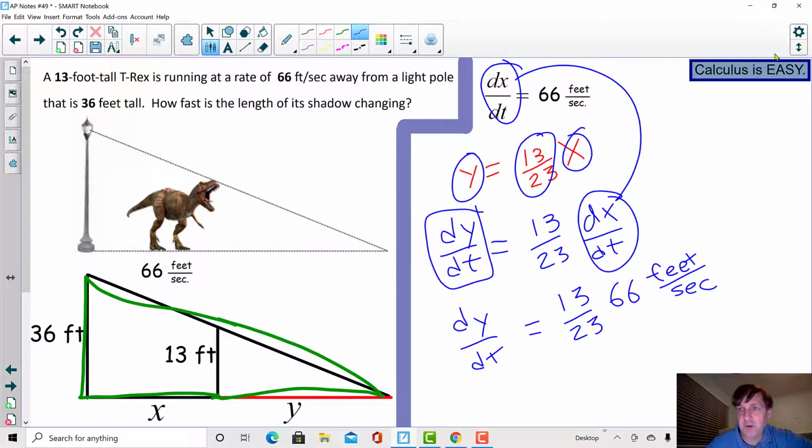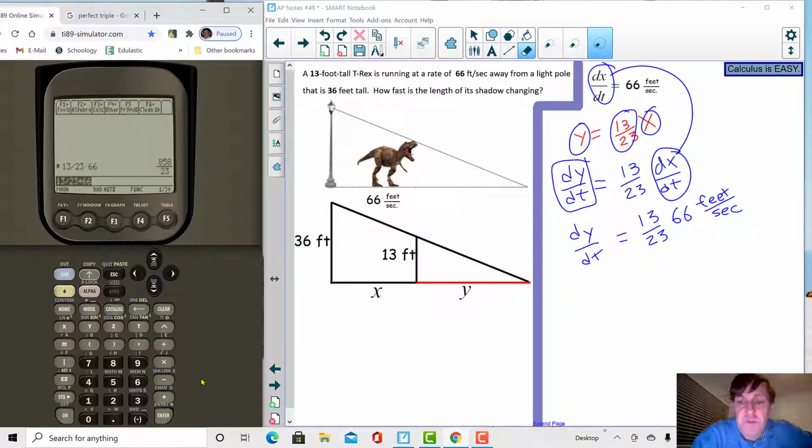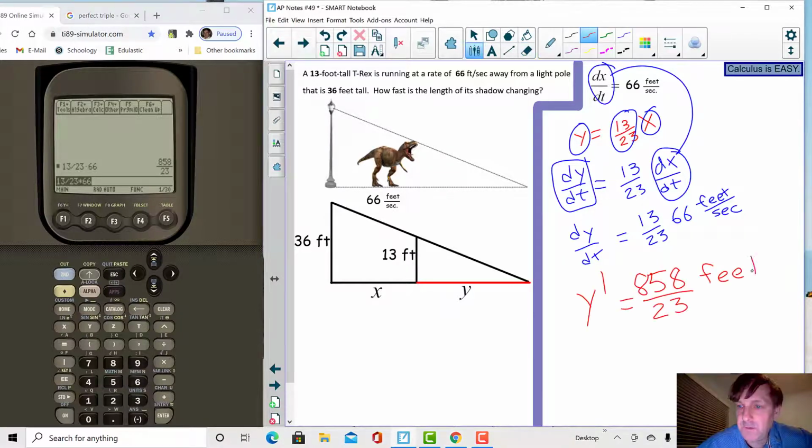Let's plug this into our graphing calculator. Now, if this number reduced, my calculator would do it for me. You can see that that didn't happen. We just get 858 over 23. The units are feet per second. And that's how fast the length of the shadow is changing.